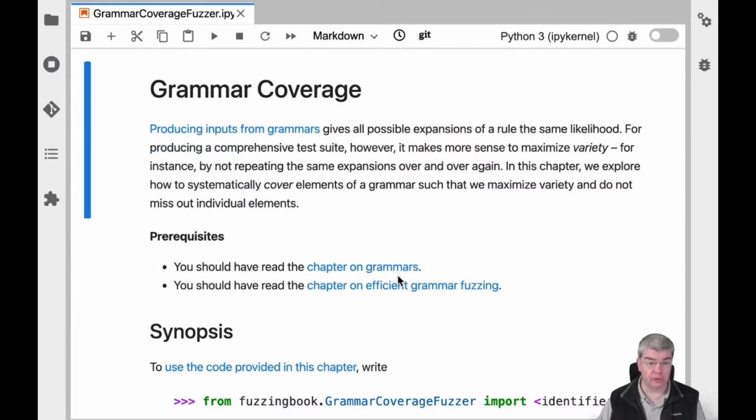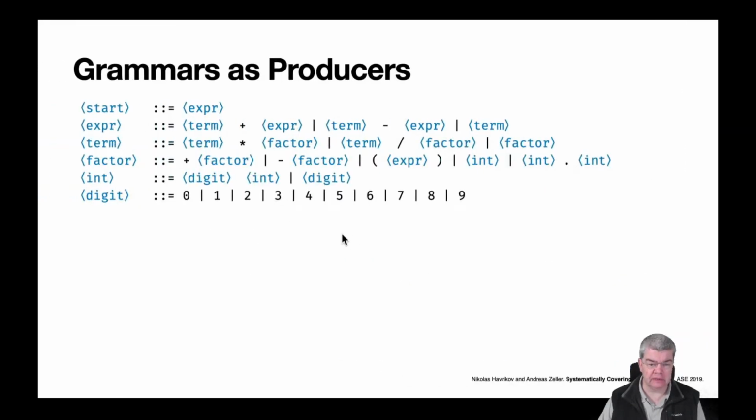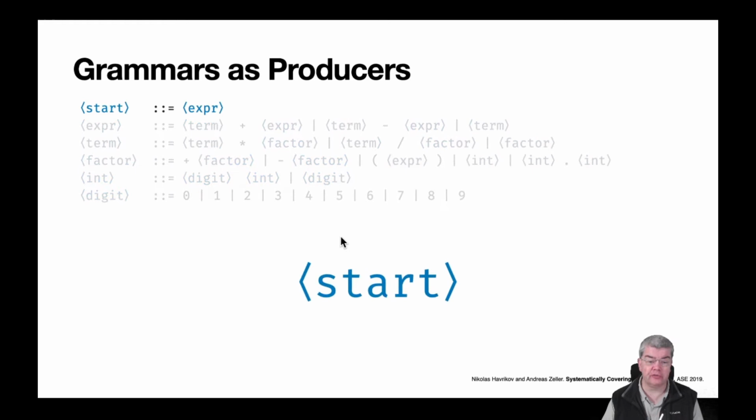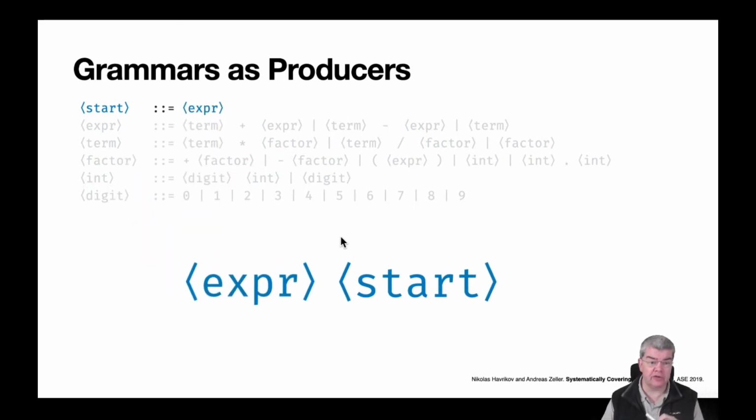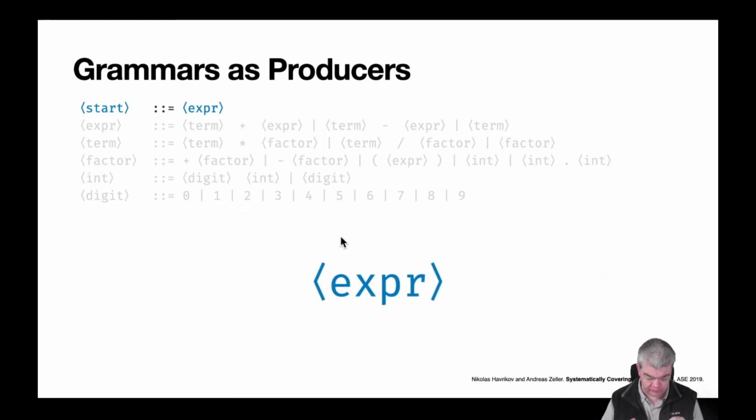So let me start with introducing the concept of grammar coverage. We can again go into our neat little grammar production example. Again, we're using arithmetic expressions for that purpose. And we are using this grammar for producing. So you've seen already before that we start with the start symbol and then we replace the start symbol with the right-hand side, which is the expression symbol.